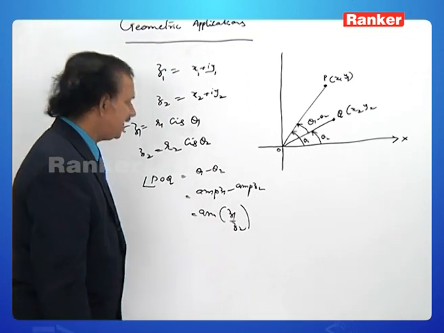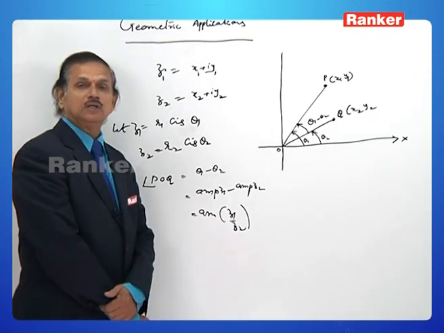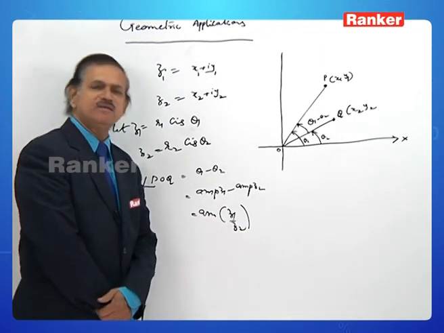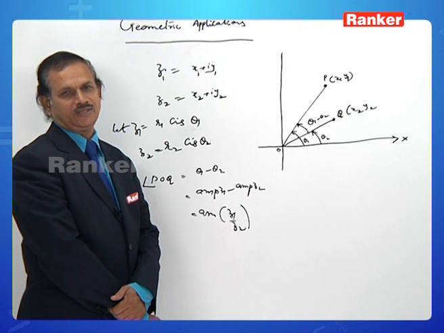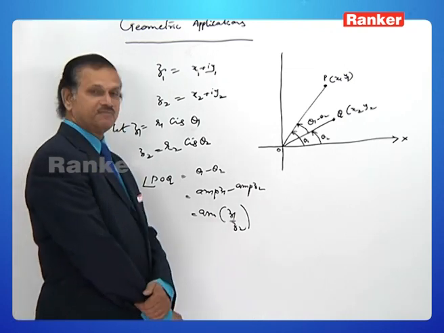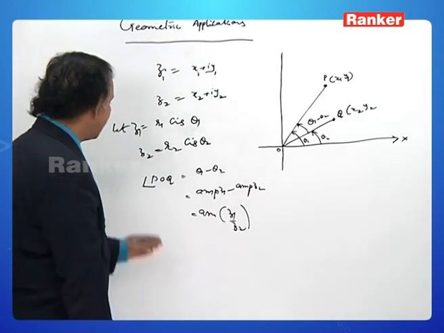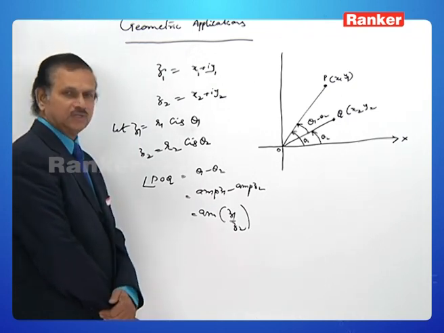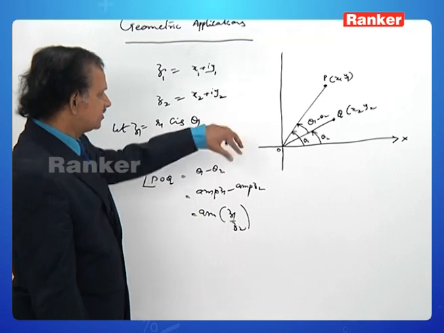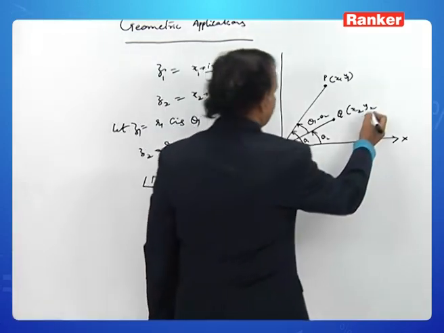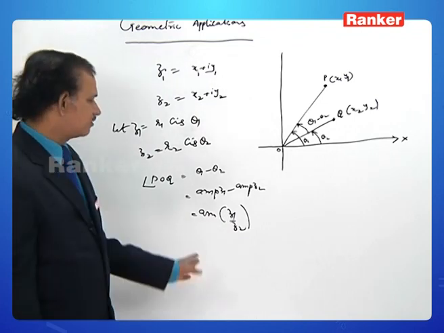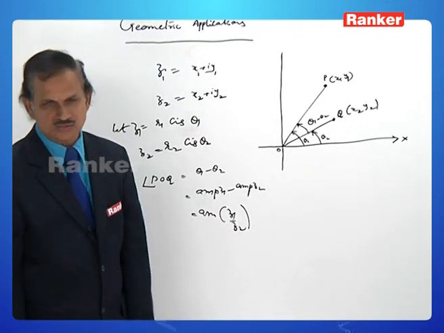Amplitude of Z1 by Z2. Hereafter, we use this concept many times. Yes, amplitude of Z1 by Z2 is nothing but the angle between OP and OQ. Of course, if you replace x1, y1 and x2, y2 with theta 1 and theta 2, it can be considered as Z2 by Z1, argument of Z2 by Z1 also.